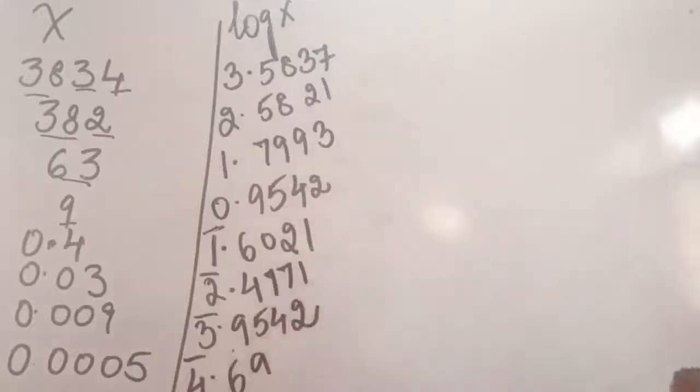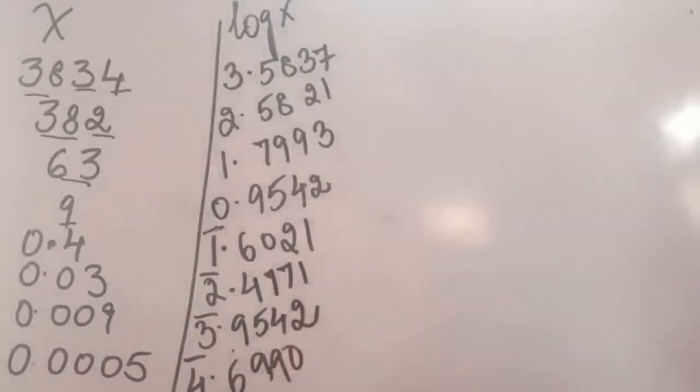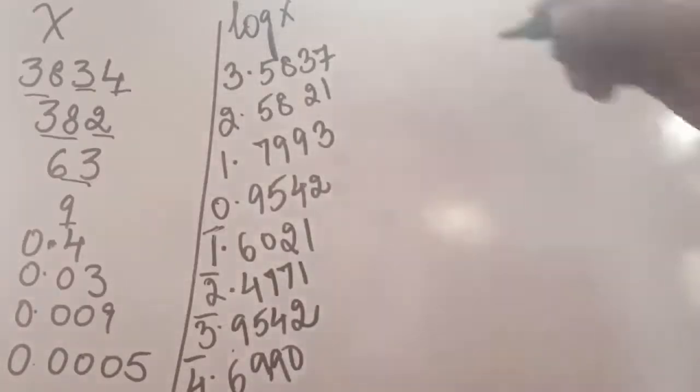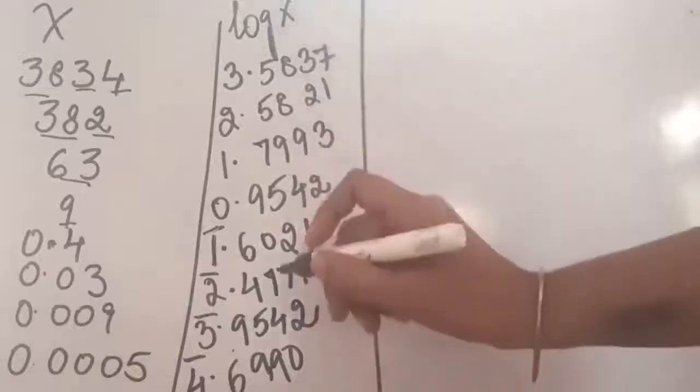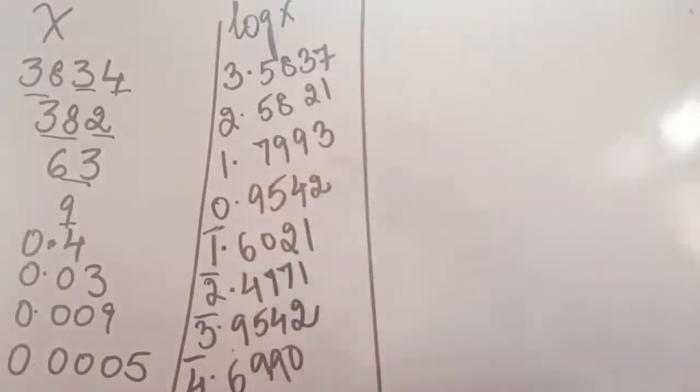That is 4.6990. So from the table you will get 0.6990. Now we will have to add these values. But here there are some values which are negative. So how will we solve these values?